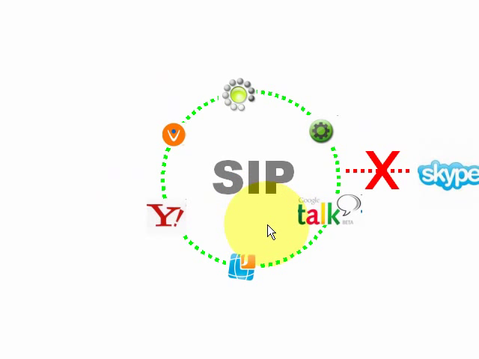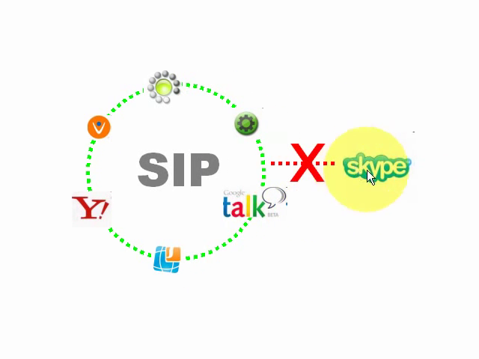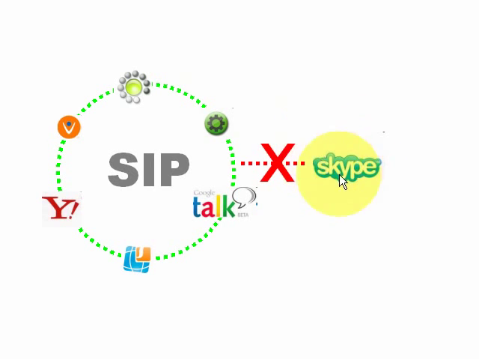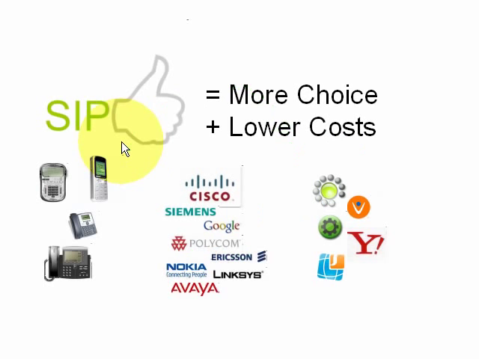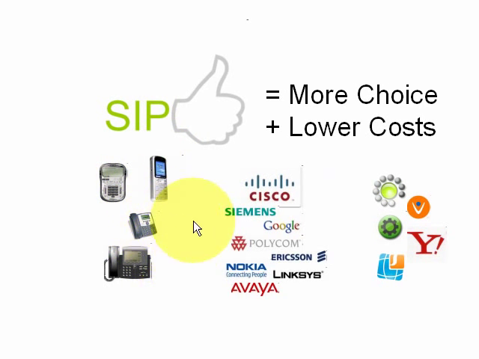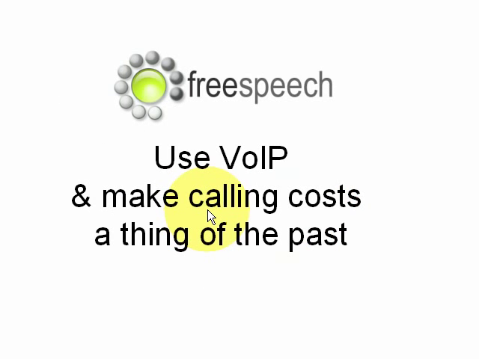The predominant type of VoIP is SIP. SIP is an open standard. That means that it's a common language for VoIP that different providers and manufacturers can use. There are other types of VoIP, like Skype, but that's proprietary. That means that it doesn't work with other systems. Skype only works with Skype. SIP means more choice and lower costs because many manufacturers produce many types of handsets and many different types of operators can work together. That's an introduction to VoIP.